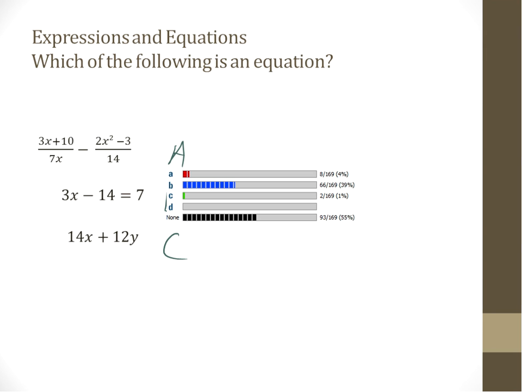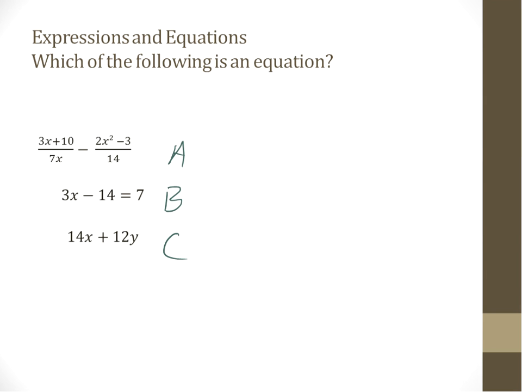So we have 66 out of 76 with the correct answer. That's a pretty high percentage, well over 85%. Very good. Remember, as we said in the previous slide, the difference between an equation and an expression is simply the equal sign. The only one here that can be an equation is the one with the equal sign there. So the correct answer is B. Excellent.